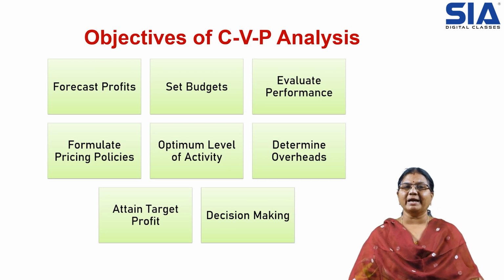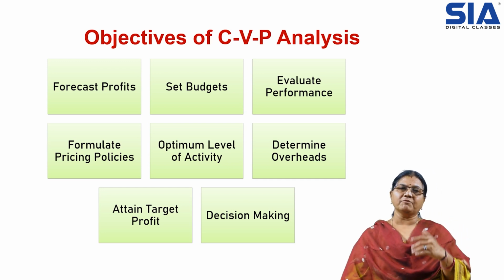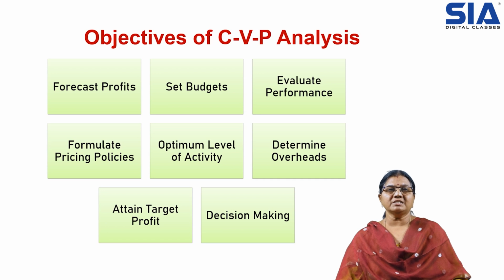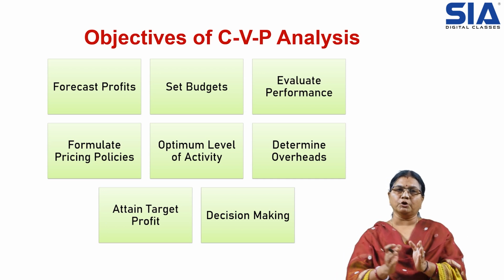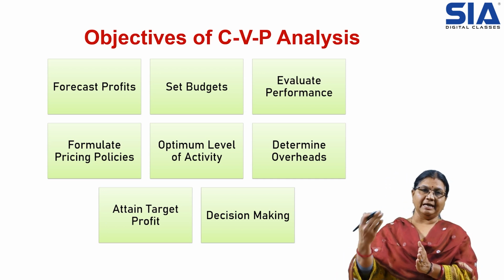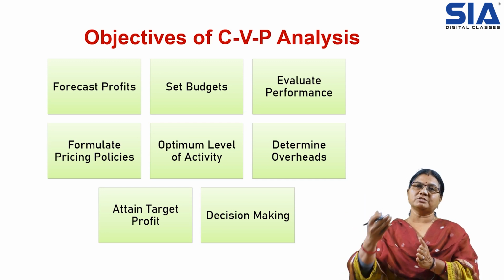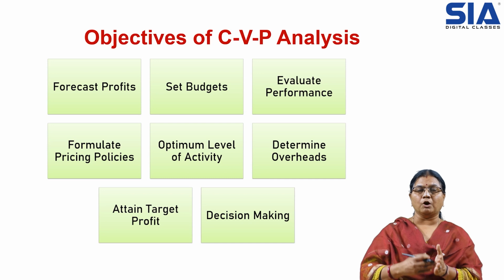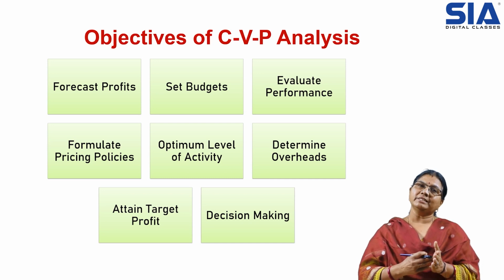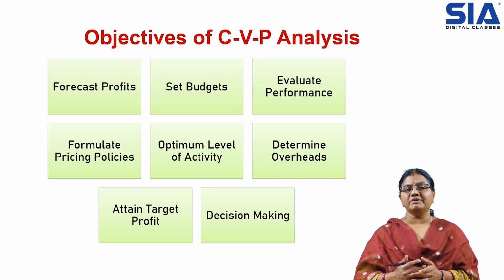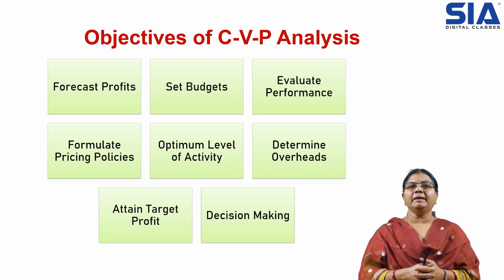In the same way, you can set the budgets with the help of CVP analysis. Budgets will help us know how much we have to produce, how much sales can be done in future, what may be the expected sales. For reaching those sales, how much we have to produce. For producing that much, how much material we require, how much labor we require. In this way we can set the budget, which will help us in planning.